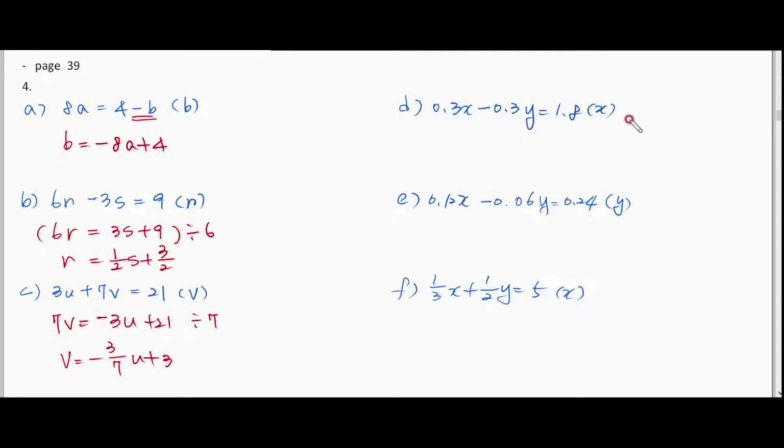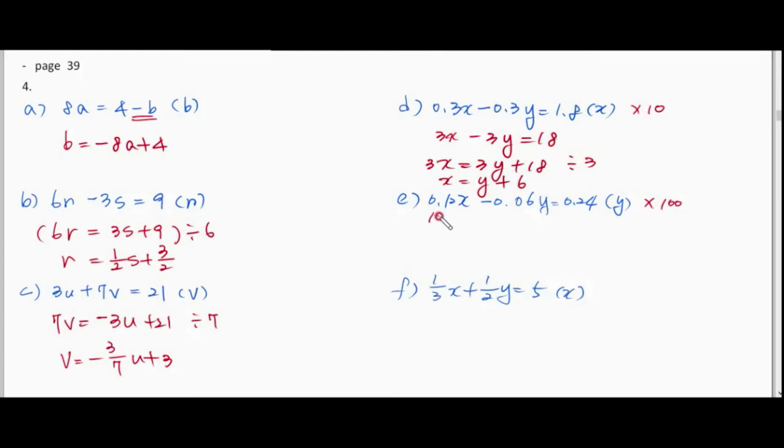And then for D, it's about decimals, so first let's multiply both sides by ten. And then 3x minus 3y equals 18. It will be like this. So 3x equals 3y plus 18. Divide both sides by 3. Then x equals y plus 6. And for E, let's multiply it by hundreds.